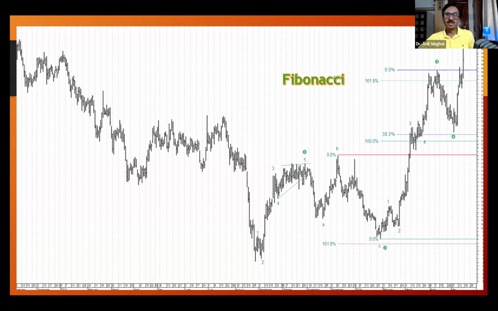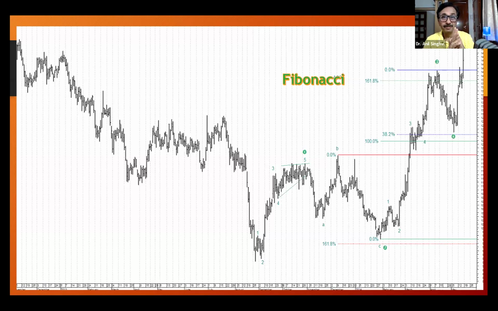Now, here you could see that wave C actually was 1.61 times wave A. This is a different kind of correction, but we'll not go into those details. Once this thing was finished, we were looking for wave 3 to start, because this was a classical 5 wave trend change. And as the wave started to move up, we re-entered our long positions. Now, where is the wave going to end?